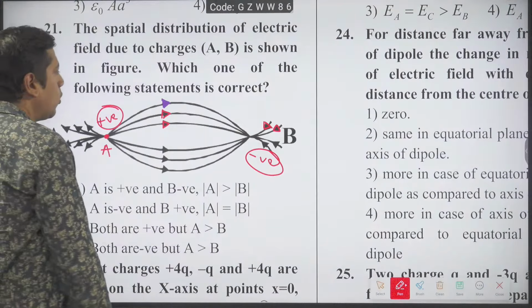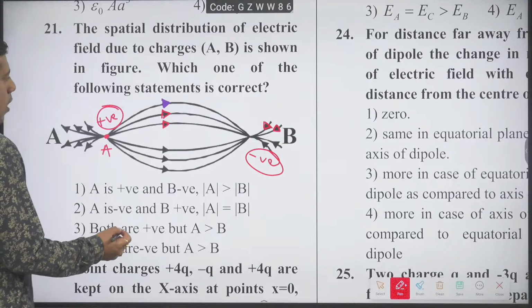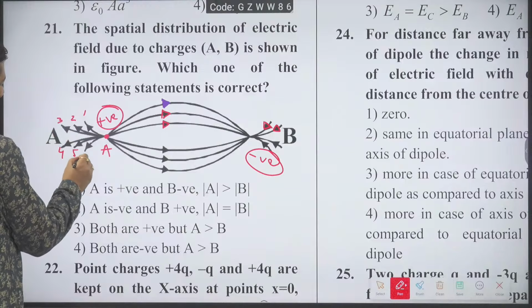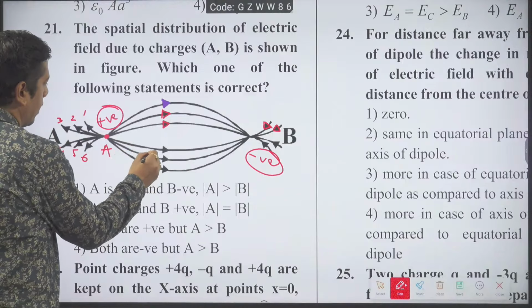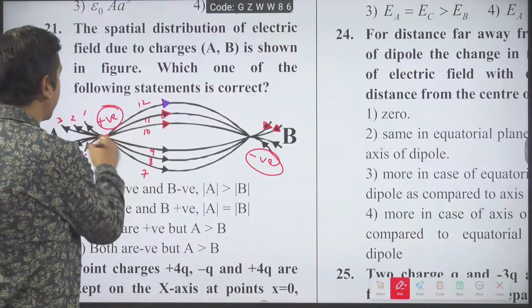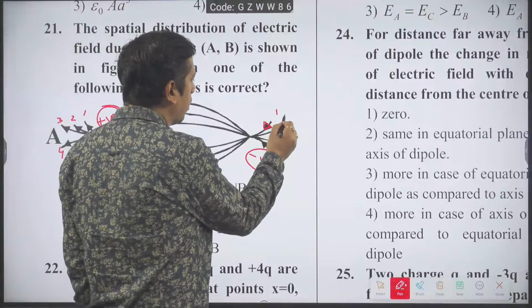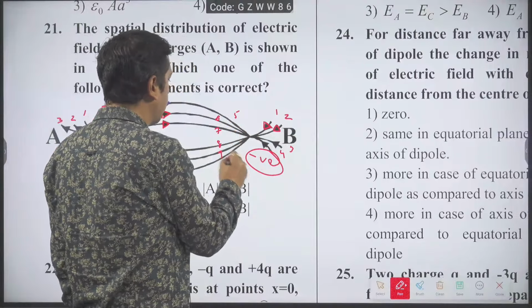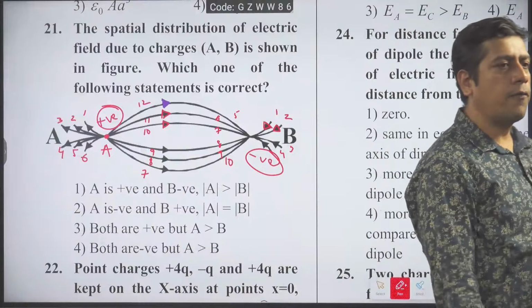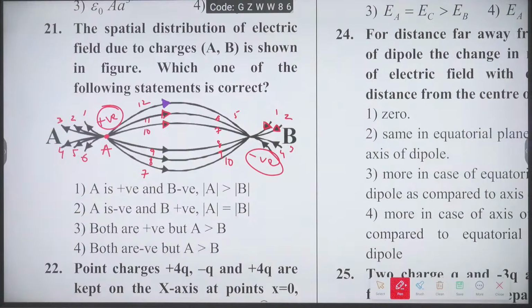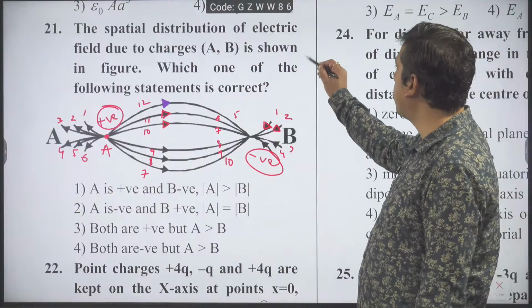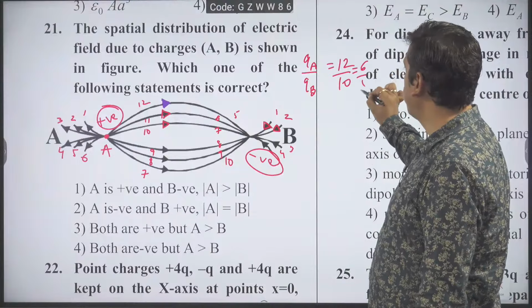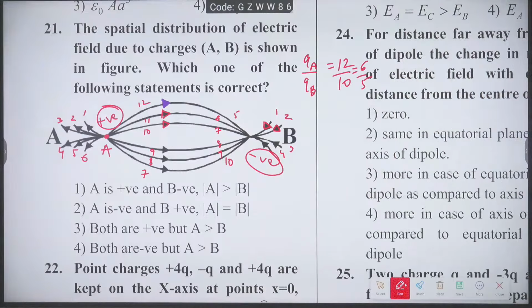But if you want to check whose magnitude is more, then you have to count the number of field lines. If you count here, 1, 2, 3, 4, 5, 6, 7, 8, 9, 10, 11, 12 lines are associated with A. If you count here, 1, 2, 3, 4, 5, 6, 7, 8, 9, 10. Less number of field lines are there, right? So if someone asks you how much is the QA by QB ratio, then you should say 12 by 10, which is equal to 6 by 5.